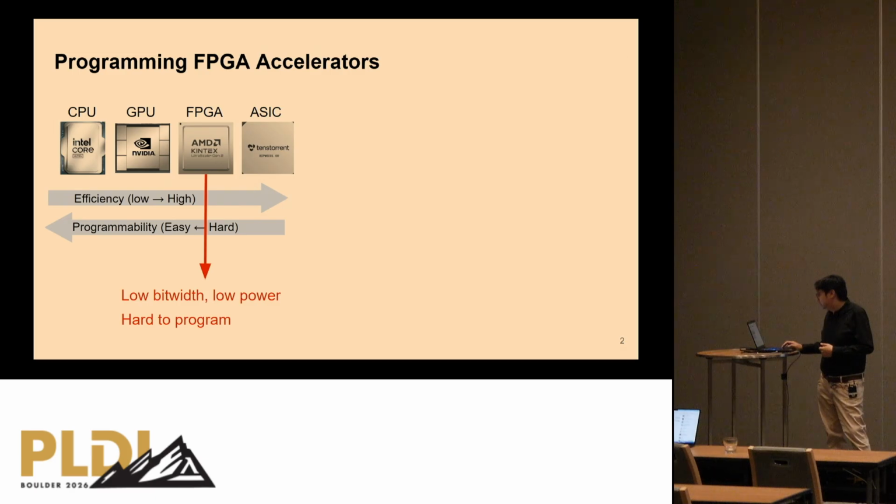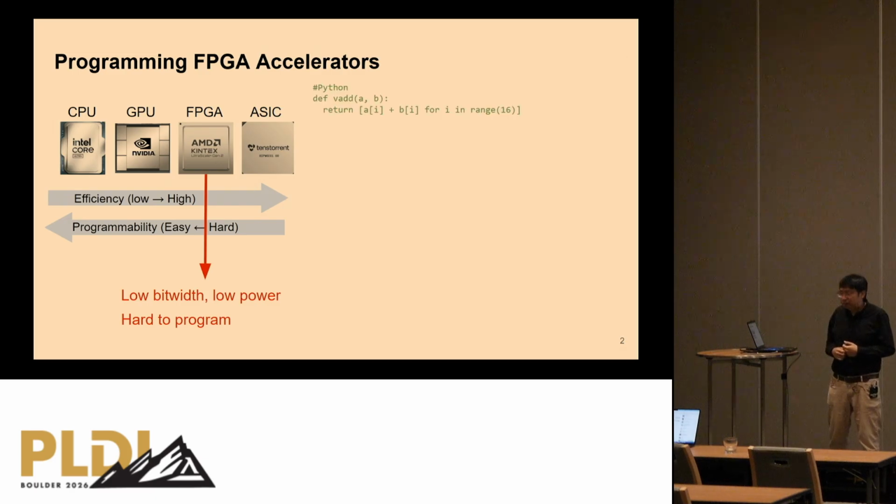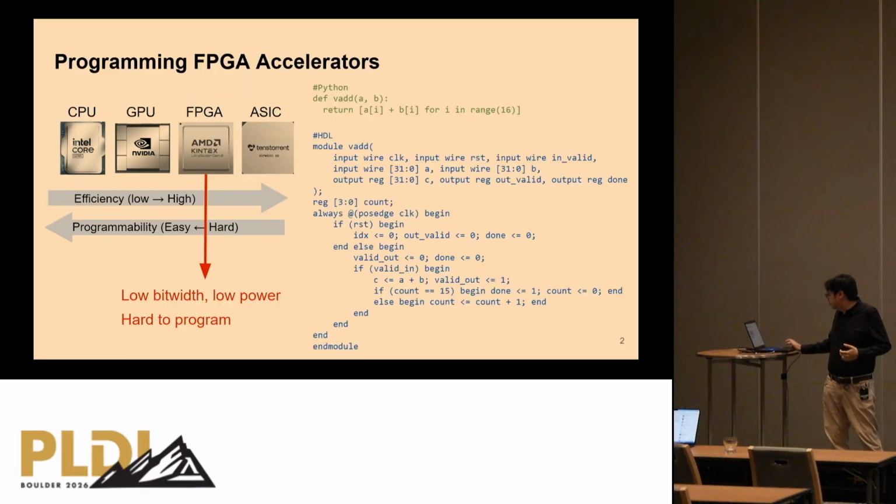Let's look at an example. We have the element sum for two arrays, and this is Python code. This is very simple, right? We just get each element from the two arrays one by one and sum them together. But how do we do the same thing in HDL? This is another example. You can see it's verbose.